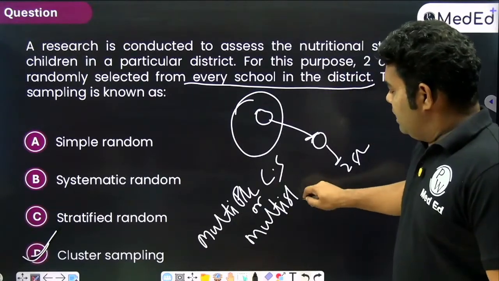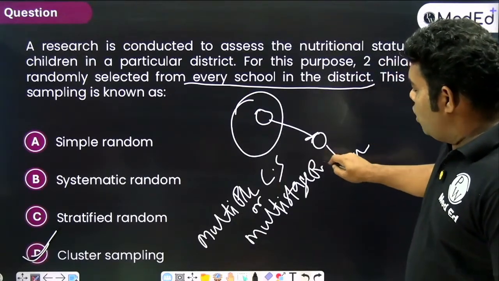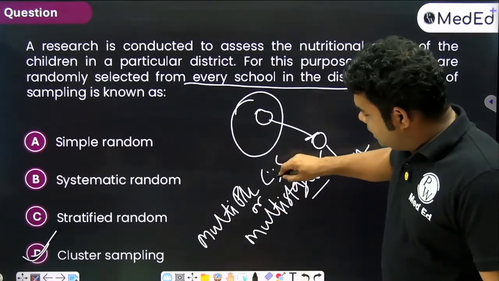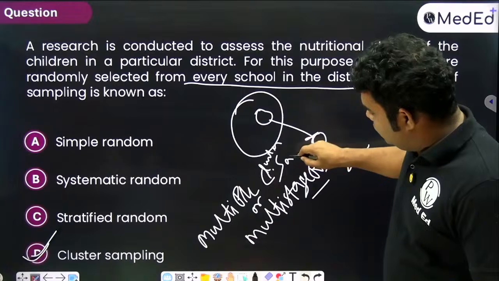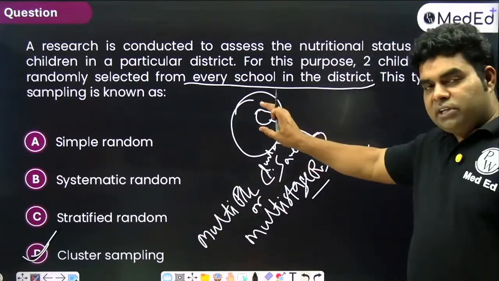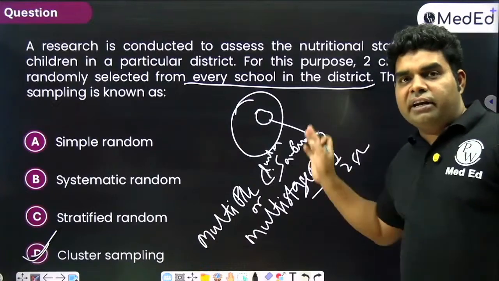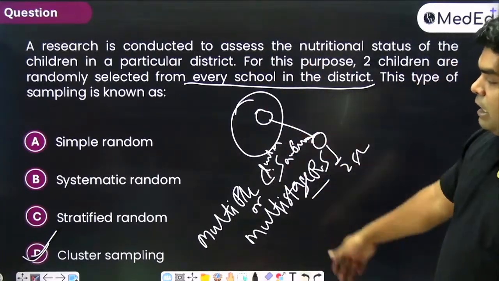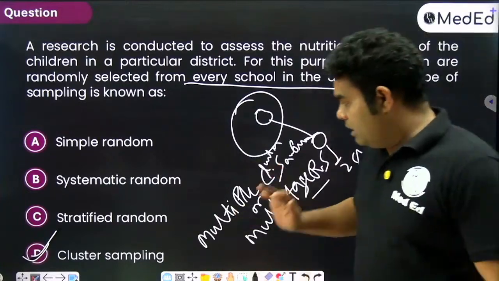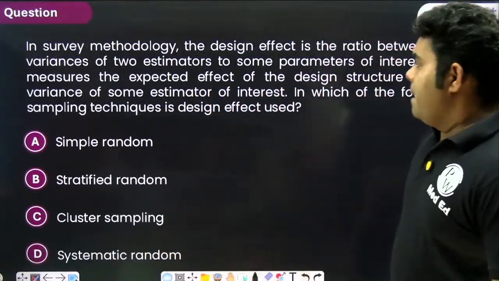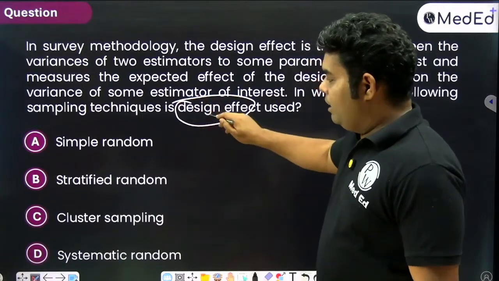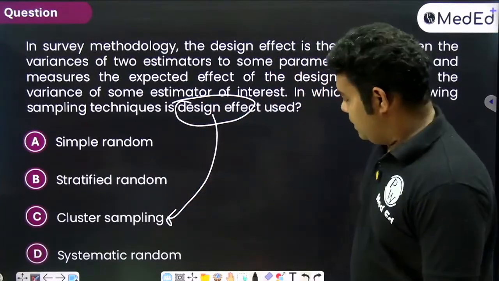But if multi-stage random sampling is not given in the option, then because in multi-stage we do multiple cluster, and this is multiple cluster sampling only, so the second best option we can choose is cluster. From the district I choose some school, from the school I will do the survey and tell it for the whole state. So this is multiple stage sampling or multiple cluster sampling, so you can call it multi-cluster sampling. Then design effect, if they ask a question on design effect, deal with cluster sampling, so the answer becomes cluster sampling. And what is design effect?